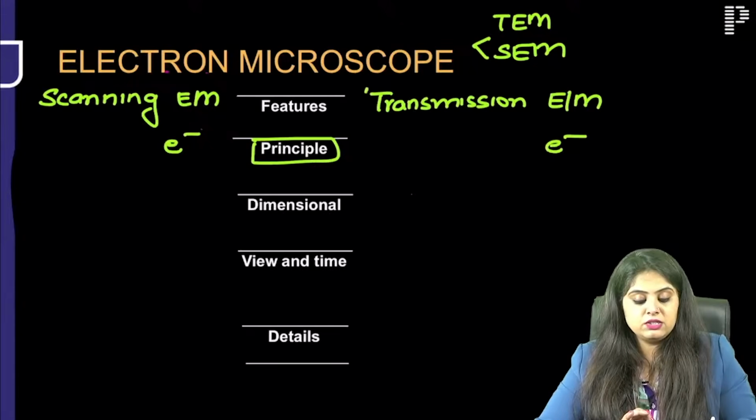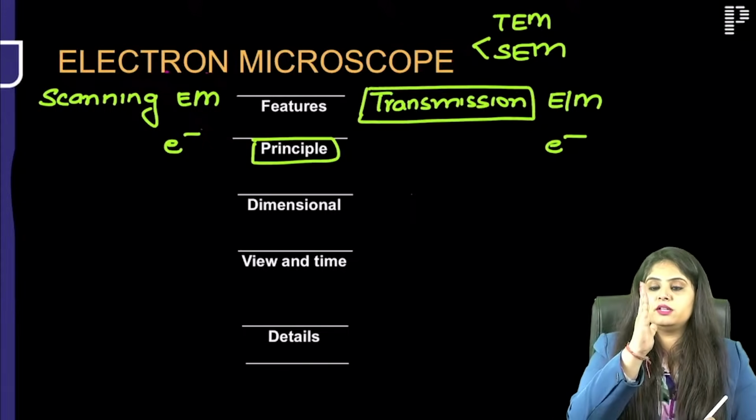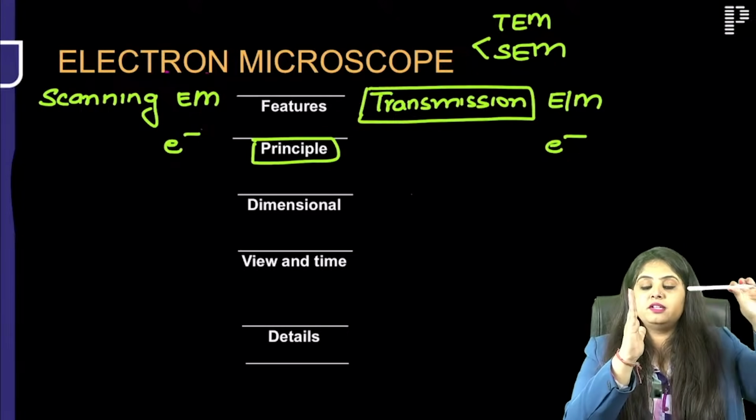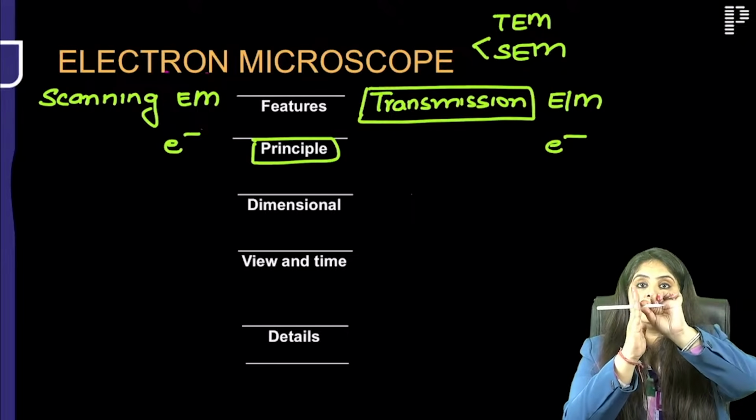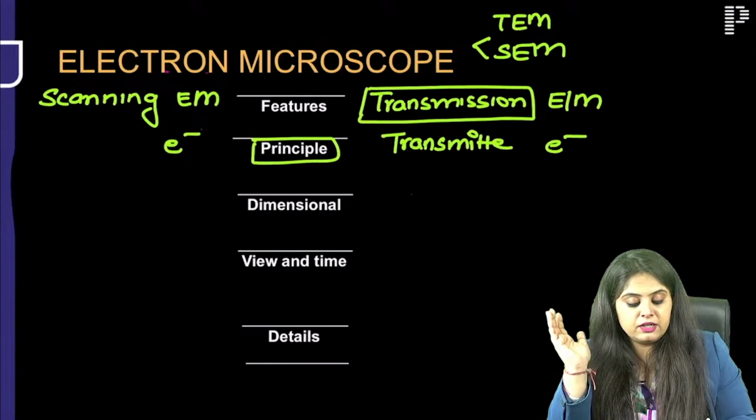But in transmission, what do you understand? If this is the object, if this is the bacteria you want to see, in transmission, electrons will go through. This white pencil is electrons. Electrons will go through and through like this, they will get transmitted. So can I say what kind of electrons am I using? I am using transmitted electrons.